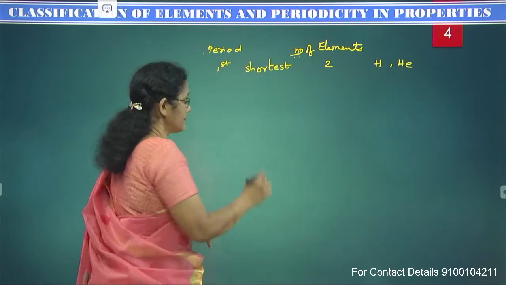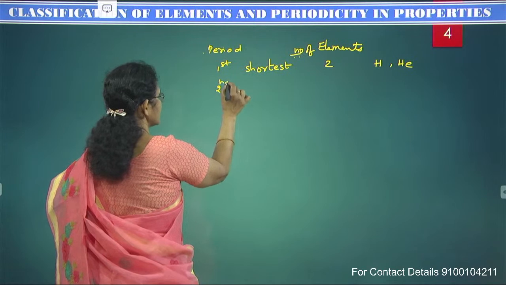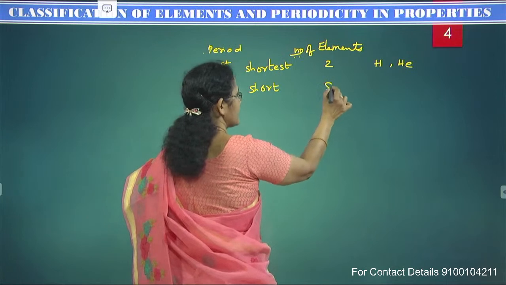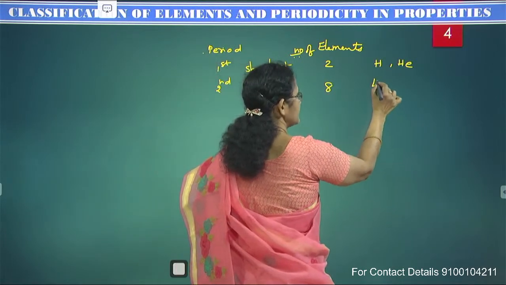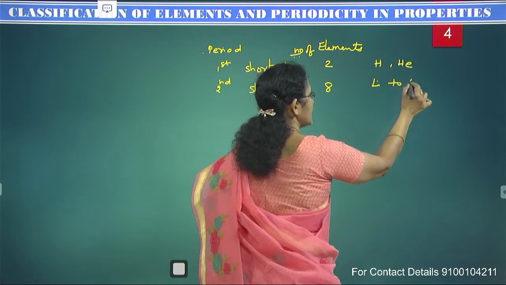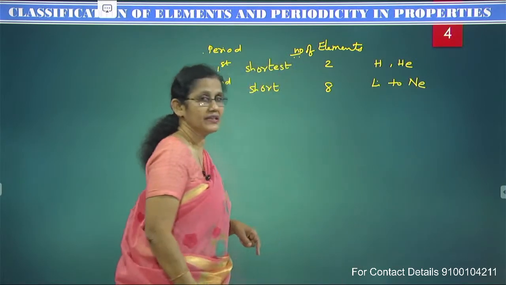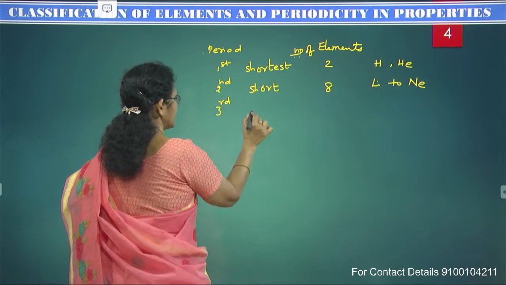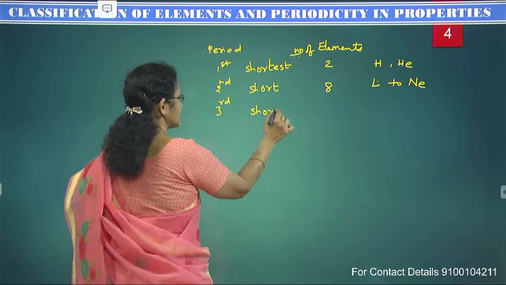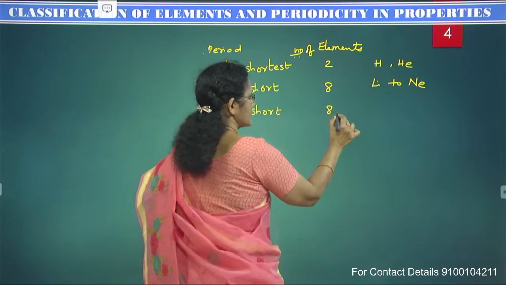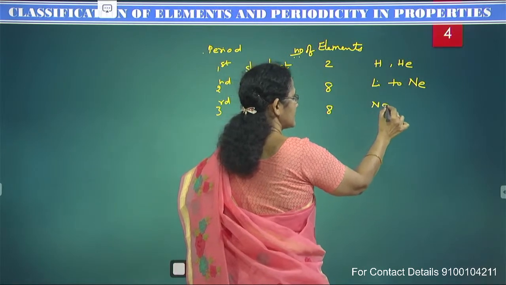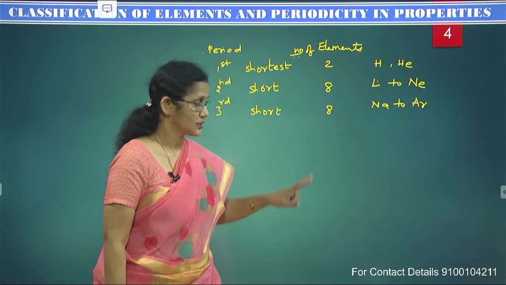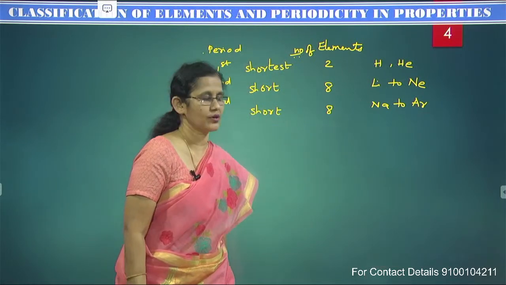Now I am writing the second period, a short period. It has 8 elements, from lithium to neon. Next, the third period, a short period. It has 8 elements from sodium to argon, with 2 elements in S block and 6 elements in P block.